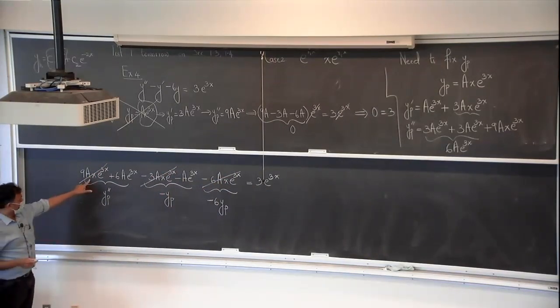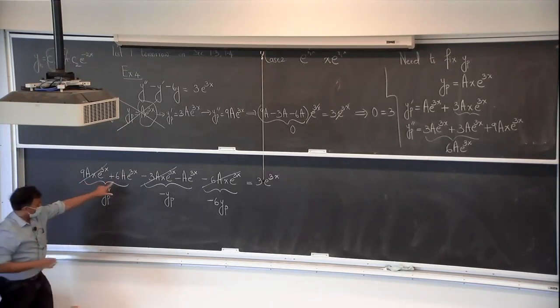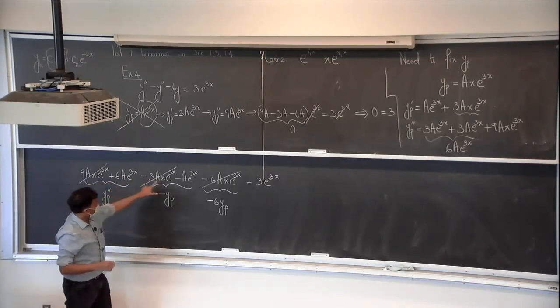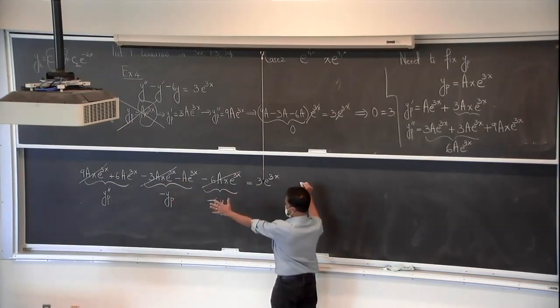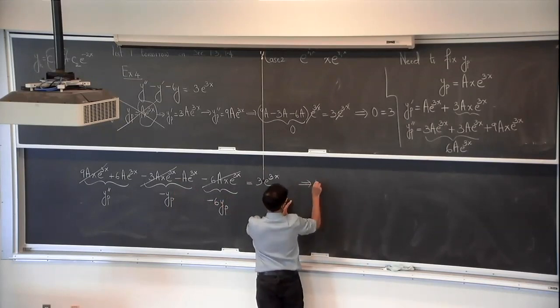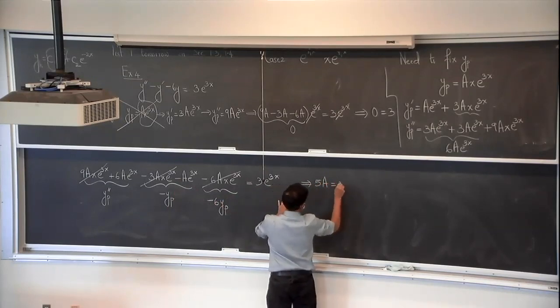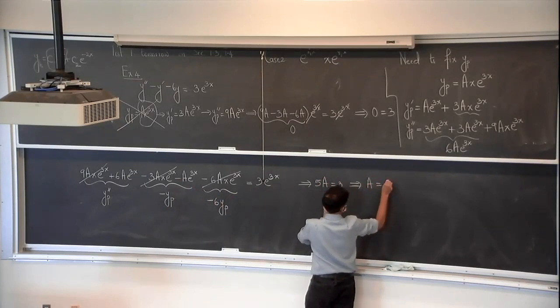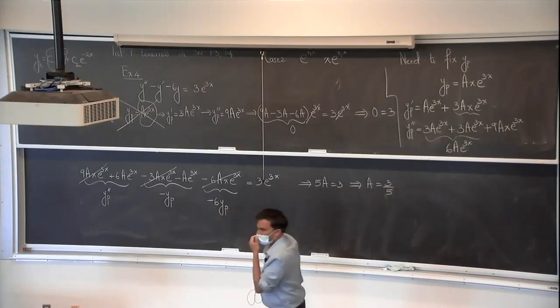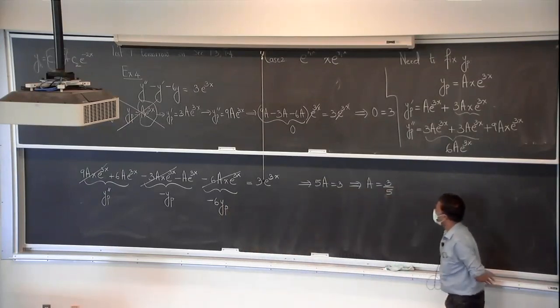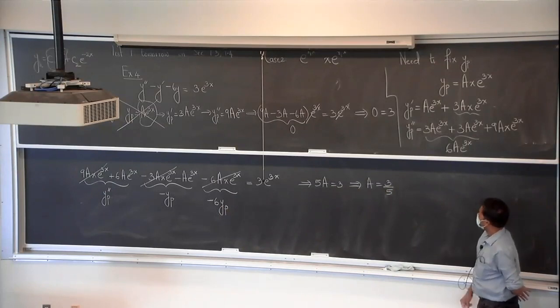Whatever x terms you had here, there was nothing to compare on the right hand side. They fall out naturally. So all that remains now is 6a minus a, which is 5a, and nothing else on the left hand side. 5a equal to 3. So you get a equal to 3/5. I did not miss any terms, right? 6a minus a. Yep.